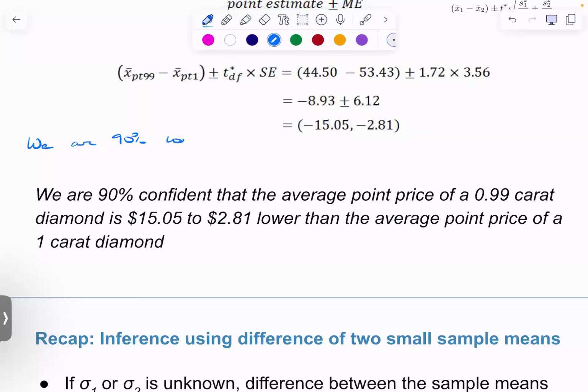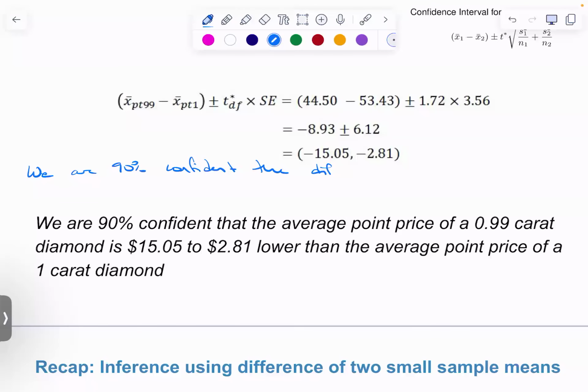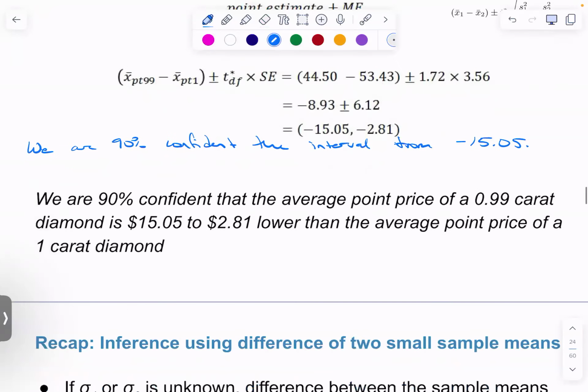we are 90% confident the interval from negative 15.05 to negative 2.81 captures the difference in average point prices. Sometimes I mix it up, but I shouldn't do that.